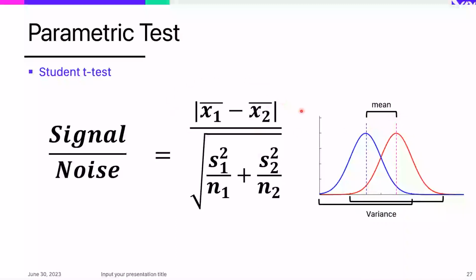And we can assume that this is very representative. So here the signal means the difference of the means, and the noise can be measured by the variance divided by the number of samples. So the larger this variance is, the more likely that the t-value is getting smaller.